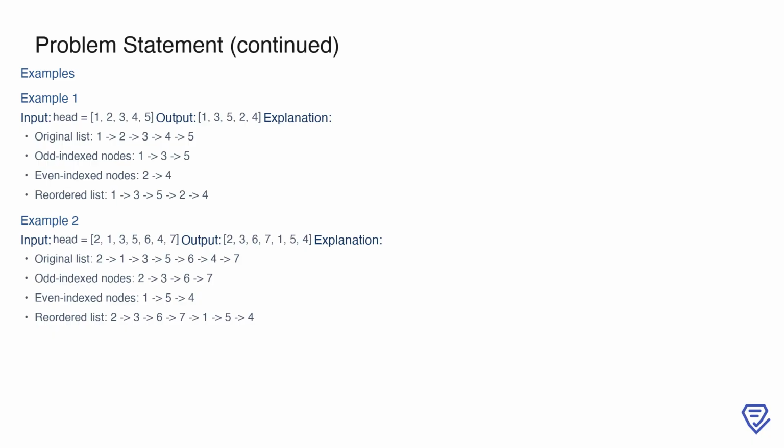In the second example, the input list is 2, 1, 3, 5, 6, 4, 7. The odd index nodes are 2, 3, 6, and 7, while the even index nodes are 1, 5, and 4. Reordering these groups results in 2, 3, 6, 7, 1, 5, 4. Notice how in both cases, the relative order within the odd and even groups remains the same as in the input list. This is a key requirement of the problem.